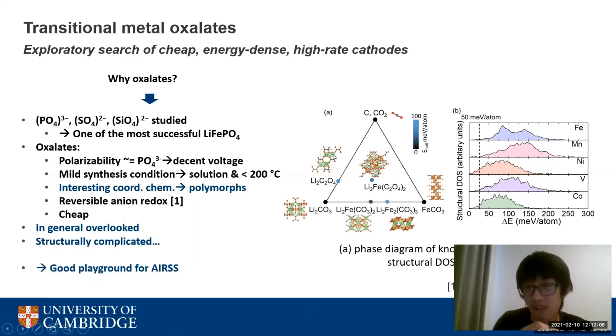Usually in cathode materials, we think that the transition metal is the redox center, but in these materials, the anions can actually give some electrons. This means that the capacity could be much larger. So in general, why we are interested: this material has been overlooked, and secondly, the material is structurally complicated, which means that it is a good playground for AIRSS search. So we looked at it.